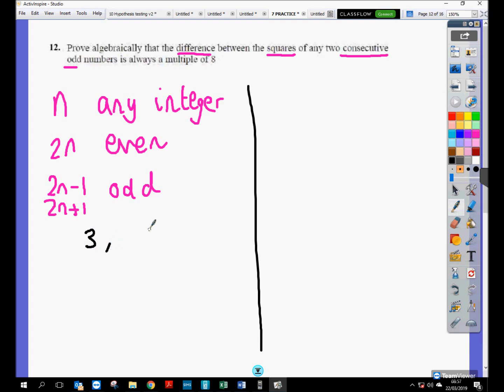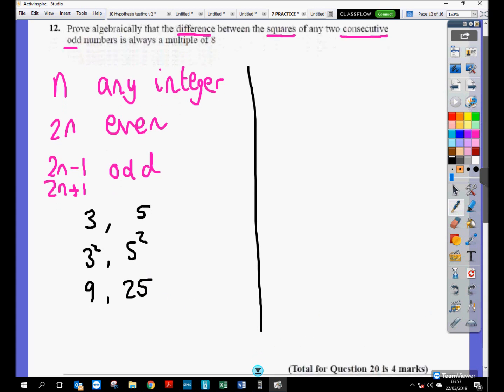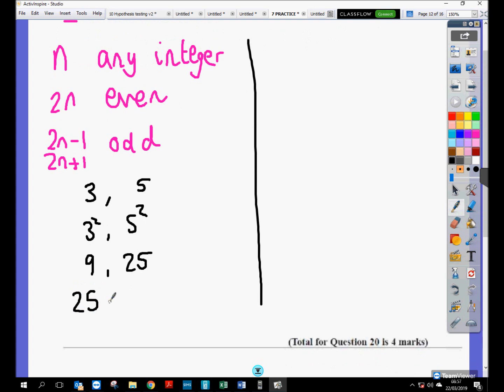For example, 3 and 5. And it says the difference between the squares, so we need to square them. So 3 squared and 5 squared. 3 squared is 9, 5 squared is 25. And then it's the difference between the squares. So if you want to work out the difference between 25 and 9, you would do something like this. 25 take away 9 is 16. Now apparently this number at the end is in the 8 times table, and of course it is. 8 times 2 is equal to 16. So that shows, not proves, that it works in this particular case.